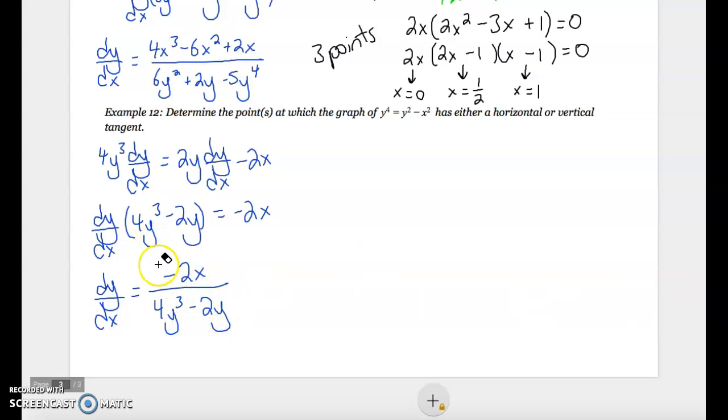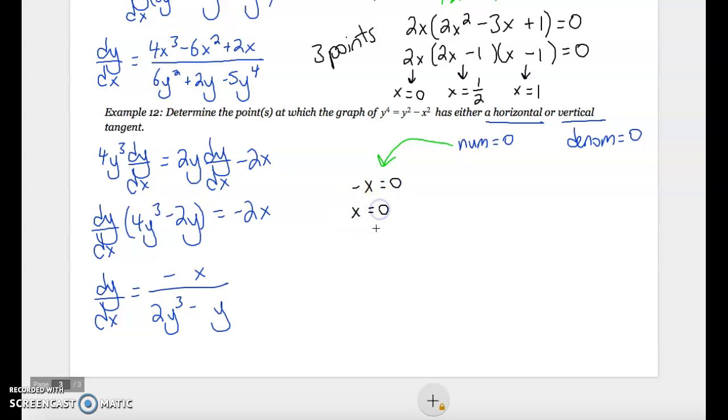And then I guess technically we could reduce all that. So then it would be negative x over 2y cubed minus y. Cool. So to find where it has a horizontal tangent line, that means I set my numerator equal to 0. And to find a vertical tangent line, you would set your denominator equal to 0. So for the first part, for my numerator, we'll do negative x equals 0.